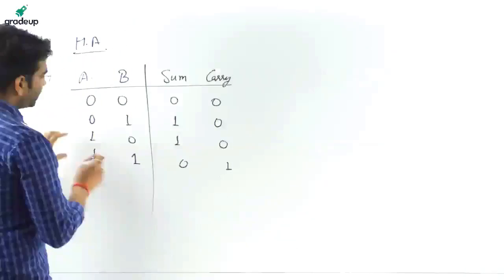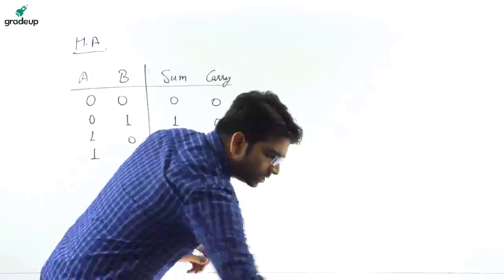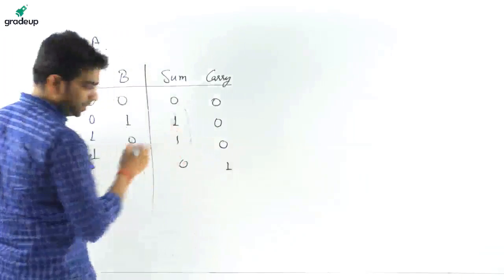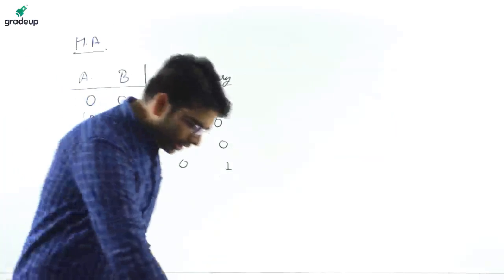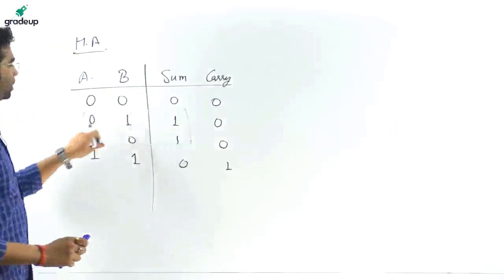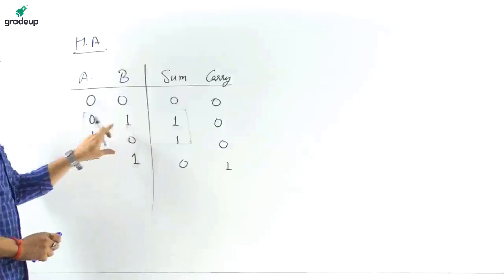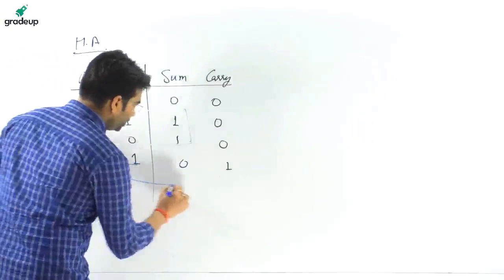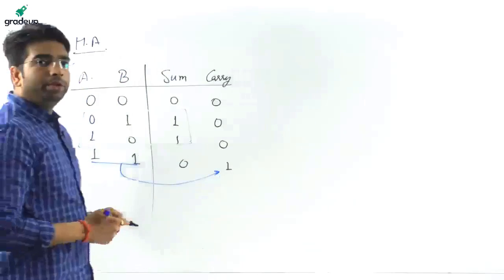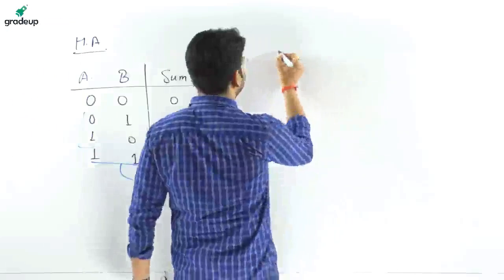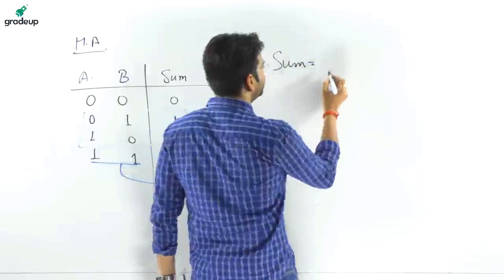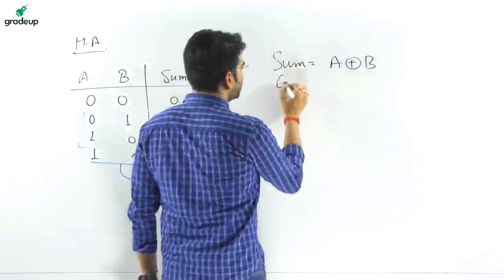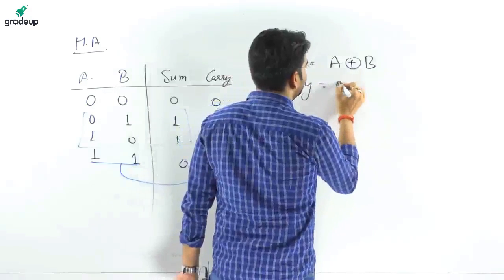Can you say that this sum operation is actually a XOR gate? This sum operation is actually a XOR gate. When both inputs are dissimilar, or an odd number of inputs are high, the output is high. And carry is only occurring at this place. So for sum we can have the expression sum is equal to A XOR B, and carry is equal to A dot B.